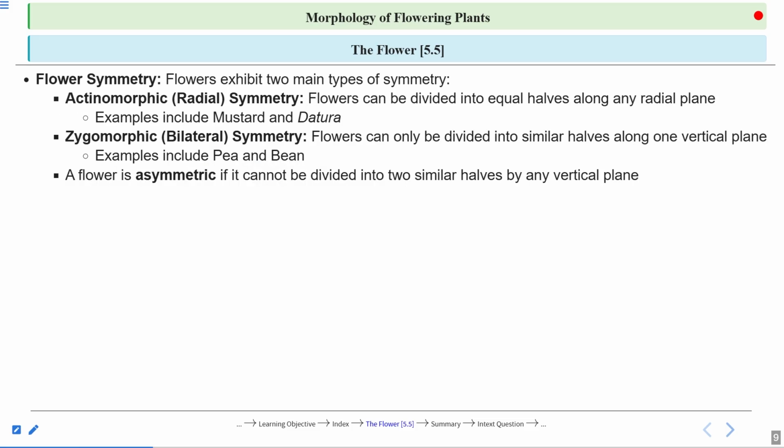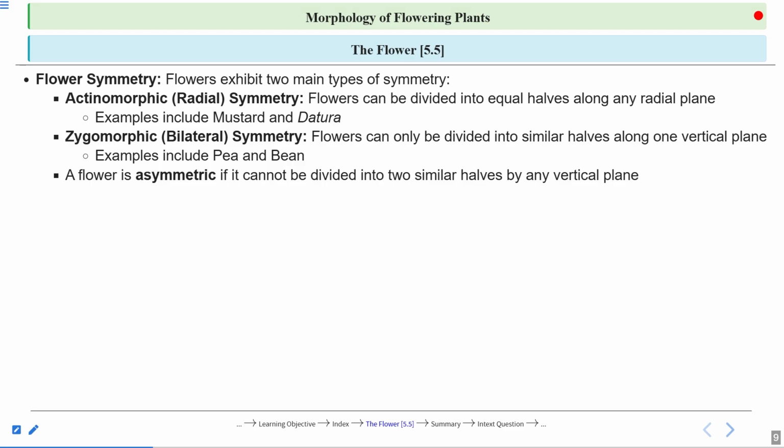Okay. Now we will talk about a very, very important thing, the symmetry of the flower. Flowers exhibit two main types of symmetry, actinomorphic and zygomorphic. Actinomorphic is commonly called radial symmetry also. We have seen radial symmetry in the case of animals, right? In the same way, there is radial or actinomorphic symmetry in the case of flowers as well.